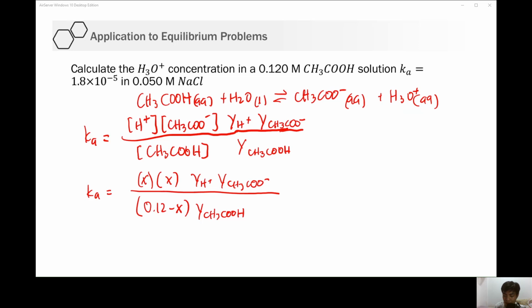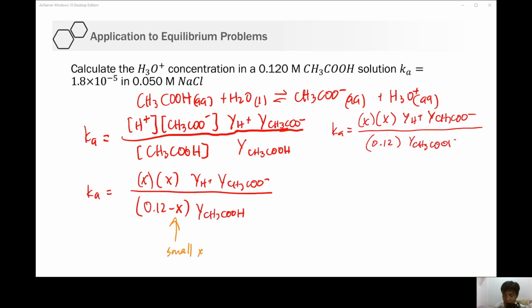The last problem qualified for the small x approximation, so that means this problem also qualifies for the same. That means I can simply erase the negative x term here, since it is a small x, to simplify my equation. So that will be x times gamma H plus, gamma CH3COO minus, divided by 0.12 times gamma CH3COOH.